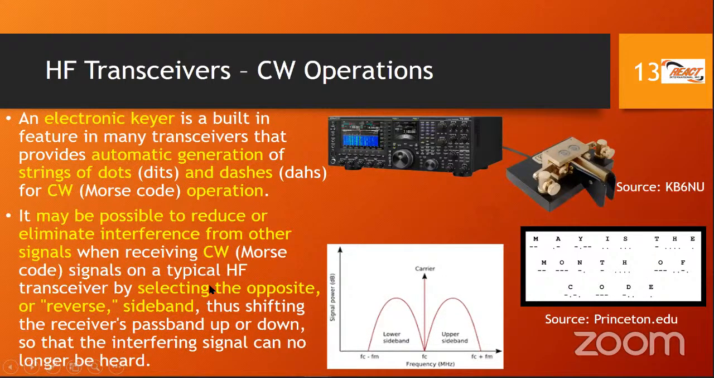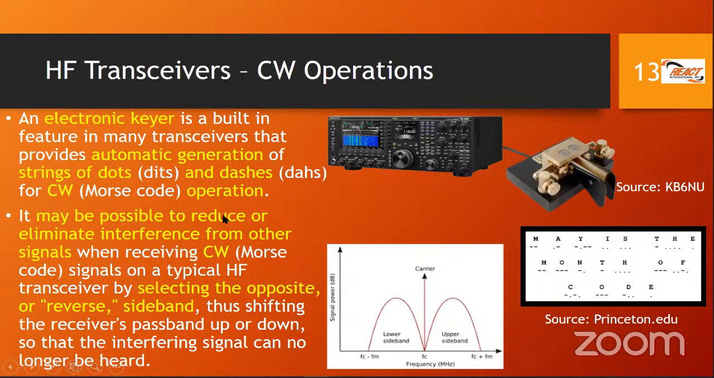Let's barrel through again. For CW or Morse code operations, we need to know that built into your transceiver, there's a feature called an electronic keyer. So it will actually generate the tones necessary for the CW operation, or really the dits and dahs, or the dots and dashes, according to the example for CW Morse code. So the electronic keyer is that feature in your radio that will provide the automatic generation of the string of dots and dashes, right? So we have the dots and dashes that make up Morse code, or we call them the dits and the dahs for Morse code or CW operation. So you need to know that for the exam. It's called an electronic keyer that generates those dits and dahs, or dots and dashes.